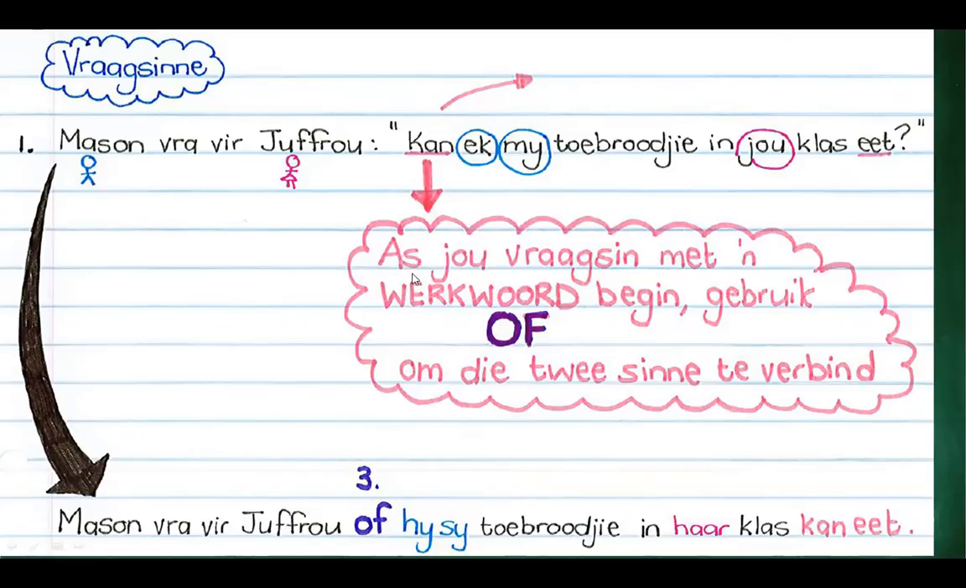Nou het ek gesê, as jy vraagsin met 'n werkwoord begin, gebruik of om die twee sinne te verbind. If your question starts with a verb, you use of to join the two sentences. So we write the introductory sentence as is. Meisie vra vir juffrou of hy sy toebroodjie in haar klas kan eet. Once again, auxiliary verb, so it moves in front of verb 2. Okay, so of hy in haar klas kan eet, of is also a group 3 conjunction.